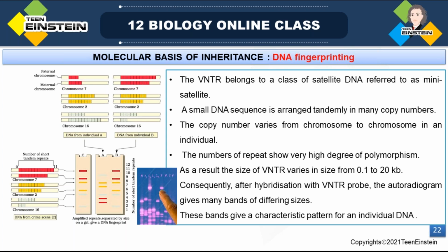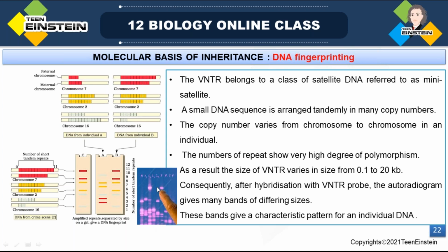And these repeats show a very high degree of polymorphism. The copy number varies and the number of repeats shows a very high degree of polymorphism. So the size of VNTR varies from 0.1 to 20 kb. Here you can see this is how the banding will come after checking. After hybridization with the VNTR probe, the autoradiograph gives many bands of different sizes.